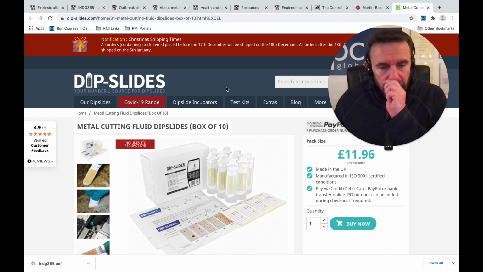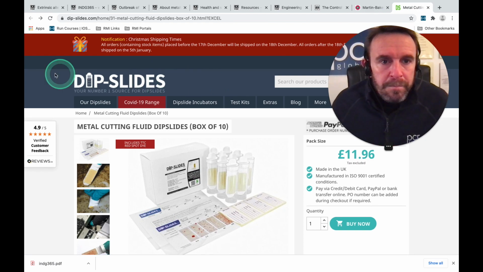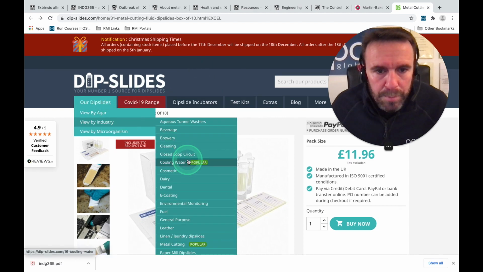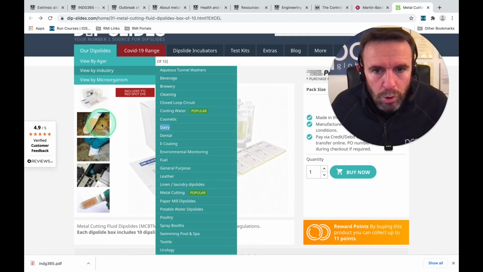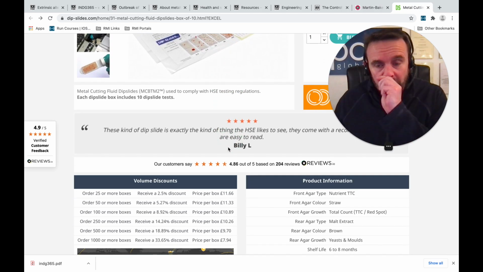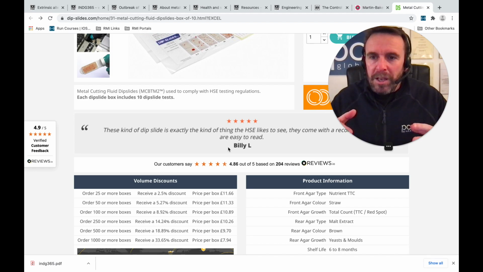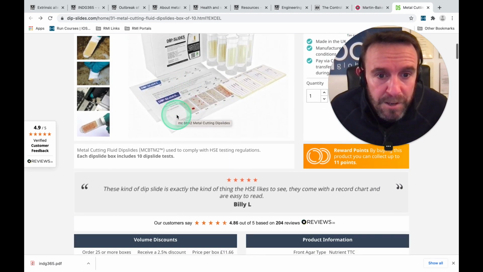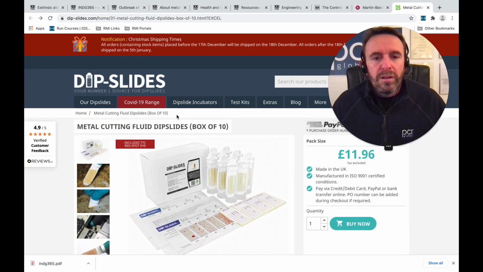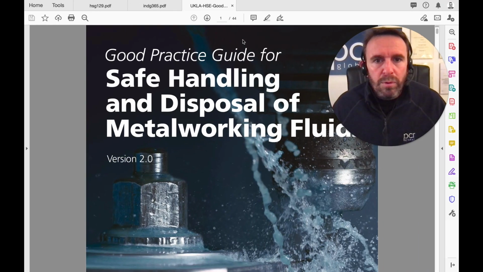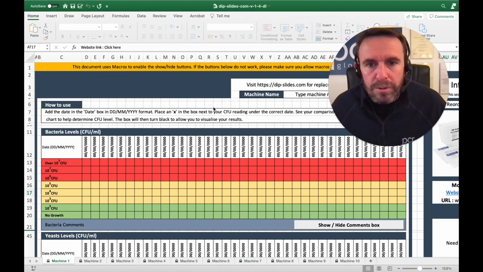I mentioned earlier on about dip slides. This is quite a good website. We've ordered some kit from this before, dip slide website, and once you order it, you can order your kits, and the sale of these actually rapidly increases when the HSC are putting in targeted visits with regard to health issues in engineering companies. But really worth buying those.